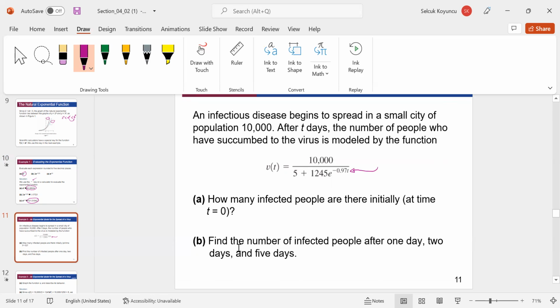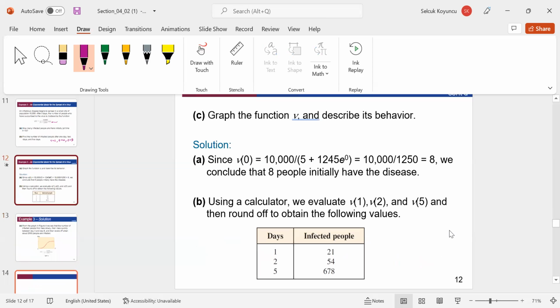And then for part B, we will find the number of people who are infected after 1 day. After 1 day means t equals 1, so I'm going to evaluate this function at t equal to 1. And then I'm going to evaluate this function at t equal to 2 and t equal to 5. So 3 different values, and we'll find 3 different populations at those days. Okay, so here are the answers.